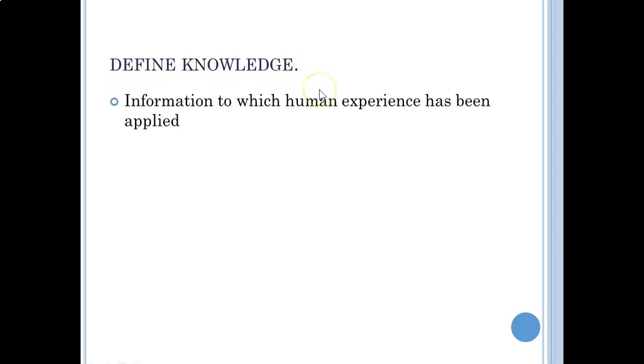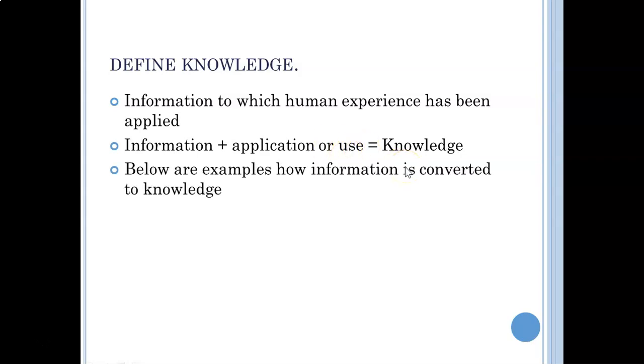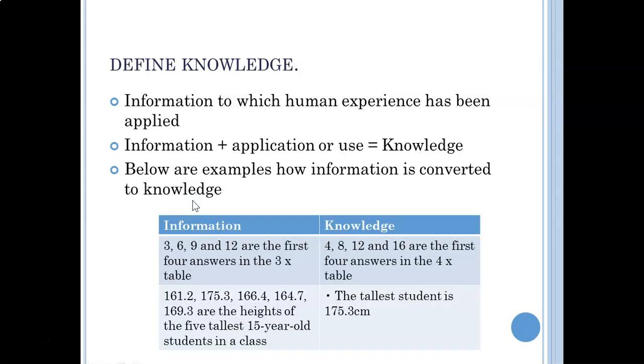So define knowledge. So knowledge is information to which human experience has been applied. So how you know you're dealing with knowledge is if you are taking the information that you've been given and applying it to something or some area, or using that information. Then you are dealing with knowledge. So below are examples on how information is converted to knowledge. So we have the information on the left side and the knowledge on the right.